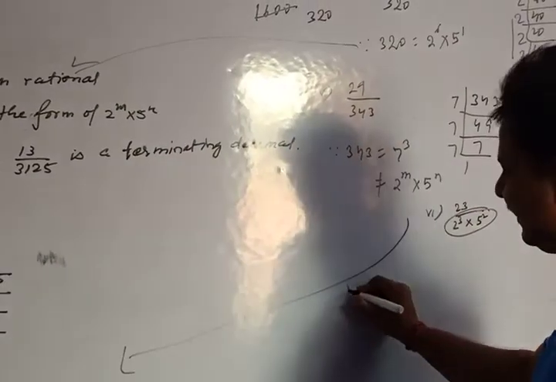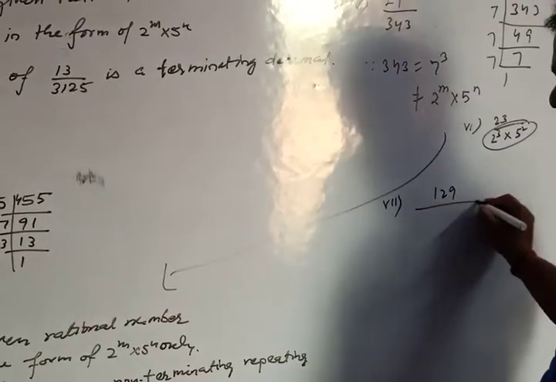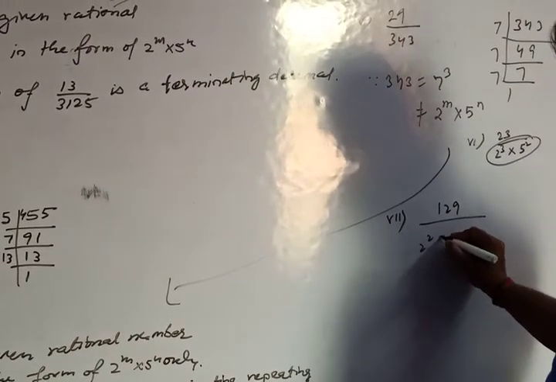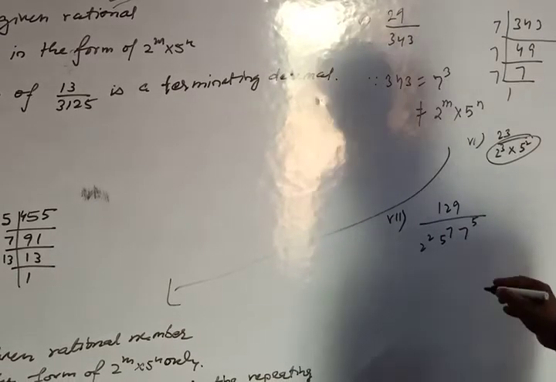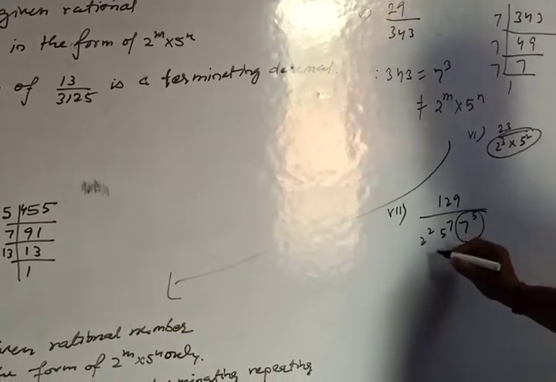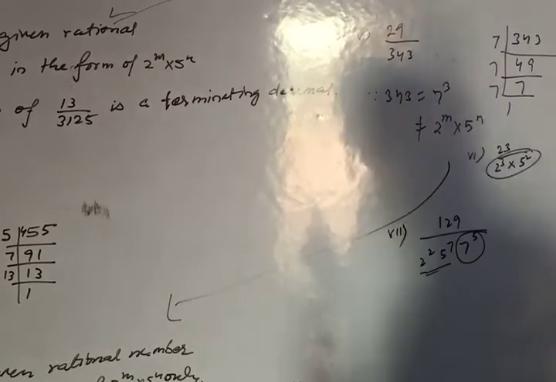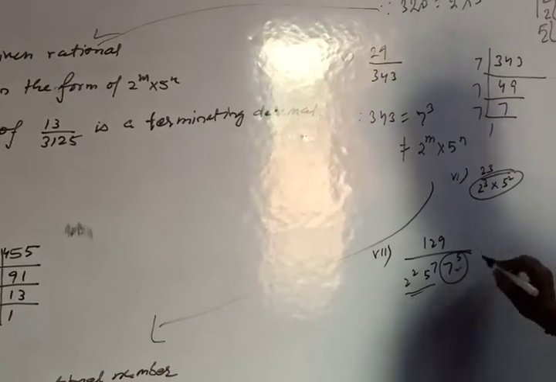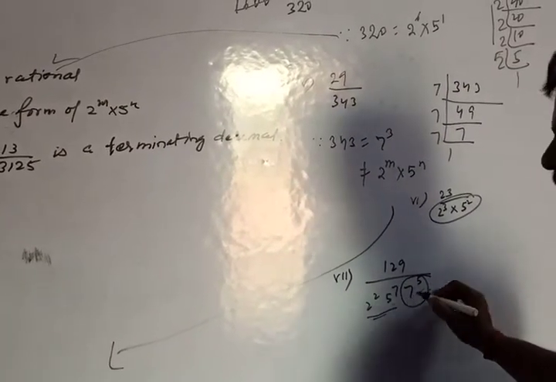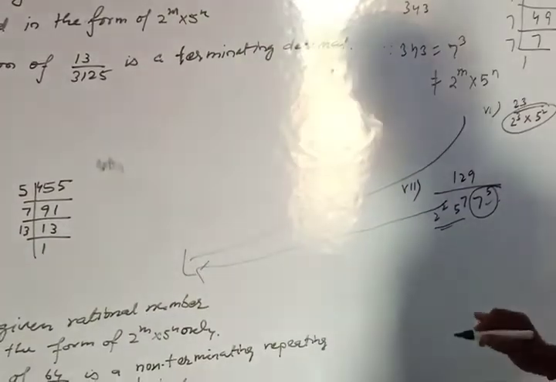Then question number 7. Question 7 states 129 upon 2 to the power 2, 5 to the power 7 and 7 to the power 5. So we observe here 7 is also a prime number apart from 2 and 5. It means we must have only 2 or 5. Apart from this, we observe 7 is a prime factor. Therefore it will be a non-terminating decimal. The way of writing the solution is the same.